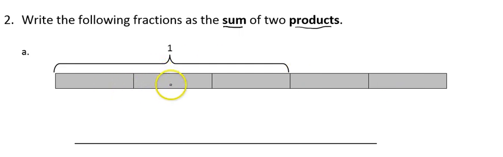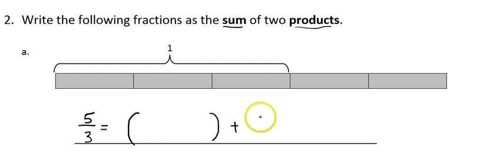The 1 whole has been broken into 3 equal groups, so I know that each section of my tape diagram is a third. The entire tape then shows 5 thirds. Now I need to show that as the sum of 2 different products. I'm going to write my multiplication problems inside my parentheses, and I've put the addition sign in between them. That shows that I'm going to add the 2 products of my multiplication problems.